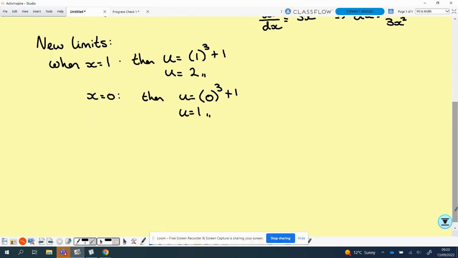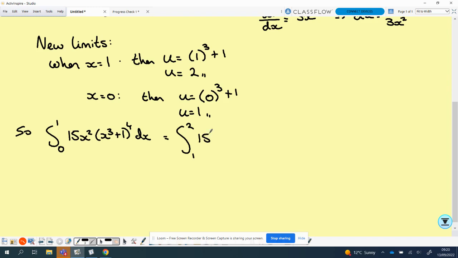So let's substitute that into our equation. So the integral between 1 and 0 of 15x squared x cubed plus 1 to the power 4 dx. Well, that's going to become, well, the integral between 2 and 1. So I'm changing my limits for u. Okay, I'm going to have 15x squared bracket, well, x cubed plus 1 was u, so that's going to be u to the power 4. Dx, well, that's going to become du divided by 3x squared. Okay, so I've just substituted my limits in, my new limits, and I've substituted what u was, and also what dx was as well.